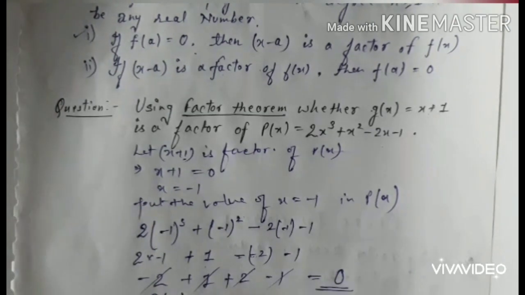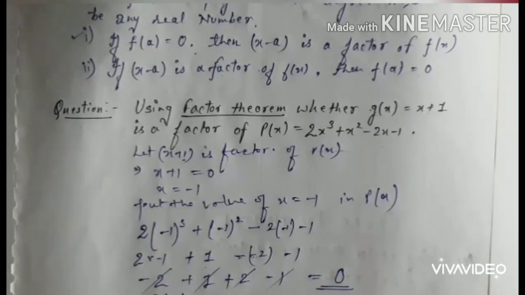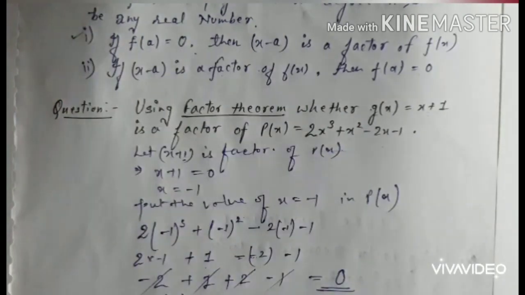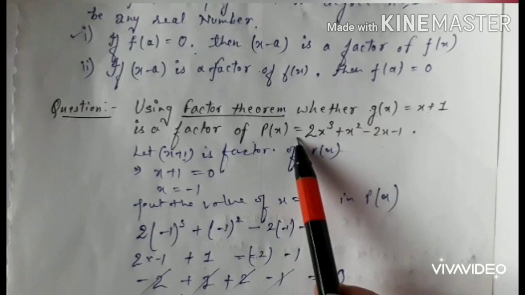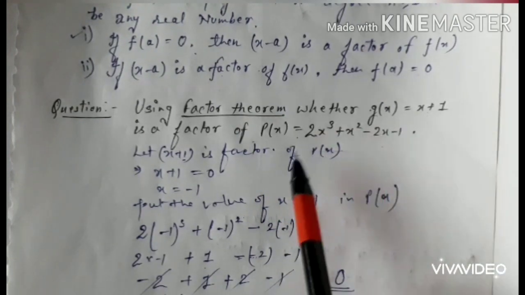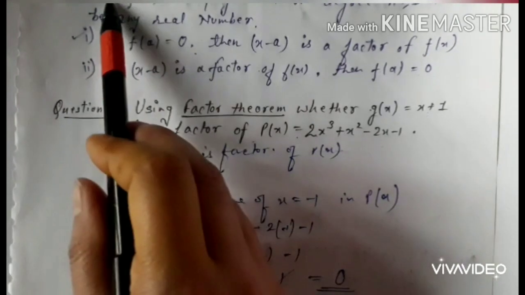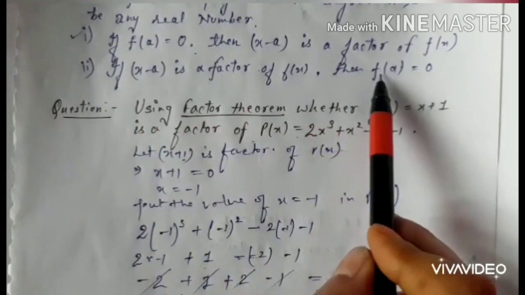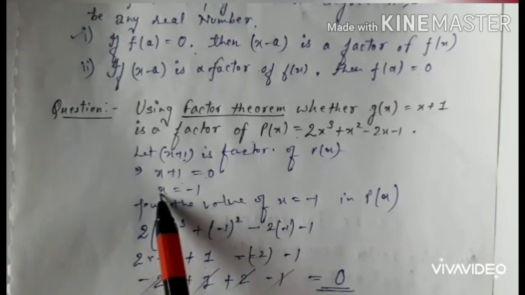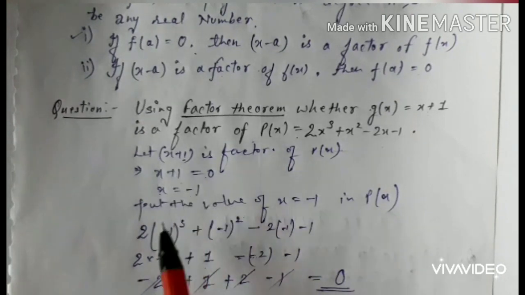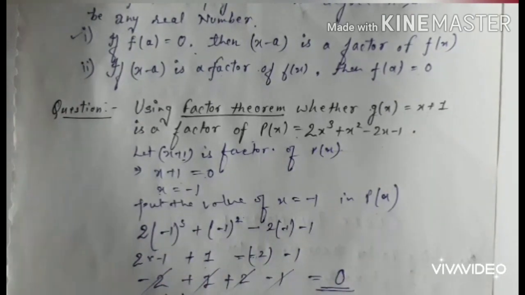That means we can say that yes, g(x) is a factor of p(x) with the help of the factor theorem. So when you have to check whether g(x) is a factor of p(x), first suppose that g(x) is a factor of p(x). By the factor theorem, f(a) equals 0, so x plus 1 becomes 0 and the value of x is minus 1. By putting the value, after simplification we get 0, so at the last we can say that yes, it is a factor of p(x).